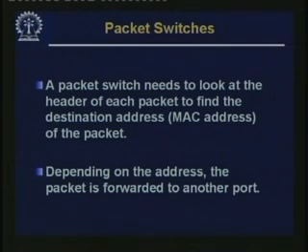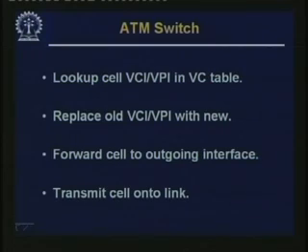In packet networks, a packet switch needs to look at the header of each packet to find the destination address of the packet. So, you do not have to do a full scale lookup of a very big table. You look up only a very small table of VCI VPI in the VC table. Of course, virtual connections, just as they are set up, may be taken down. So, replace old VCI VPI with new ones, forward cell to outgoing interface, transmit cell onto link. So, this is how an ATM switch works.